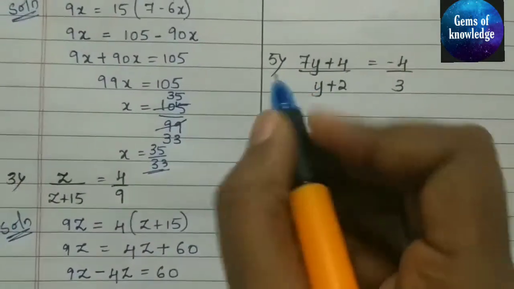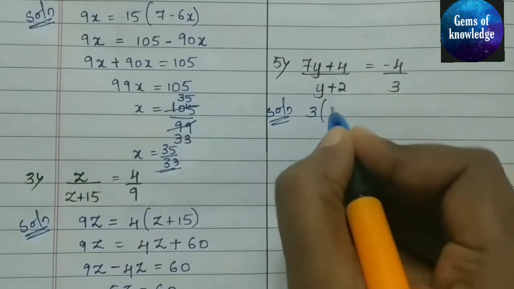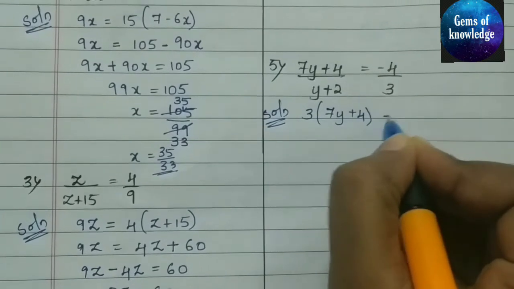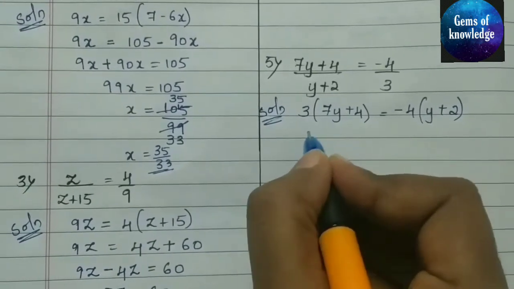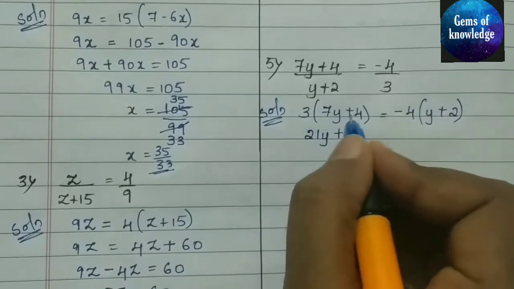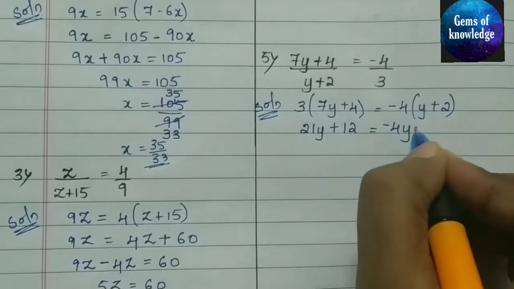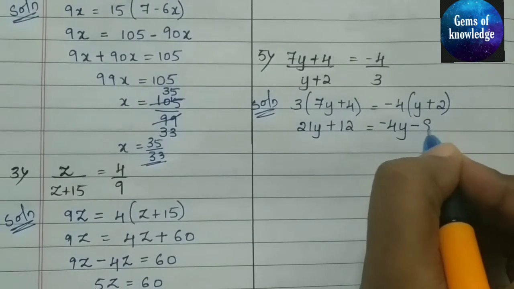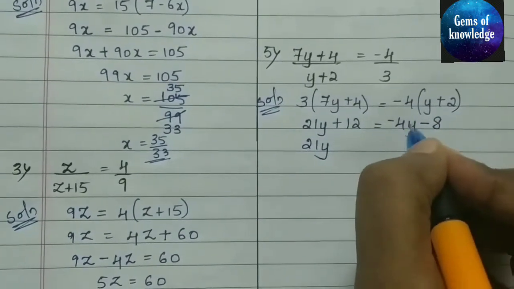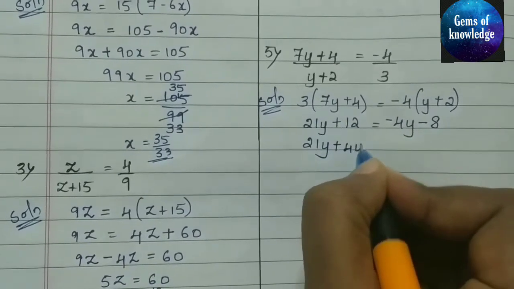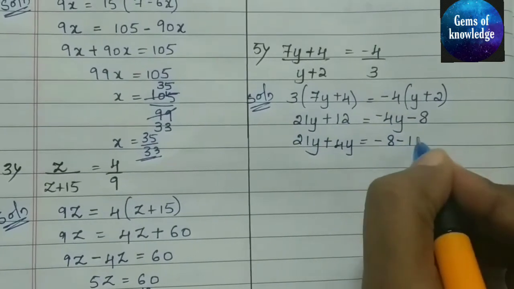The next one is also a similar one. Here also you have to use the similar rule, that is cross multiplication. So you will get 3 into (7y plus 4) equals minus 4 into (y plus 2). So 7 3s are 21y plus 3 4s are 12 equals minus 4 into y is minus 4y, minus into plus is minus, and 4 2s are 8. Next, 21y, and we bring this 4y to this side, we get plus 4y, equals minus 8, and when we bring this to this side we get minus 12.